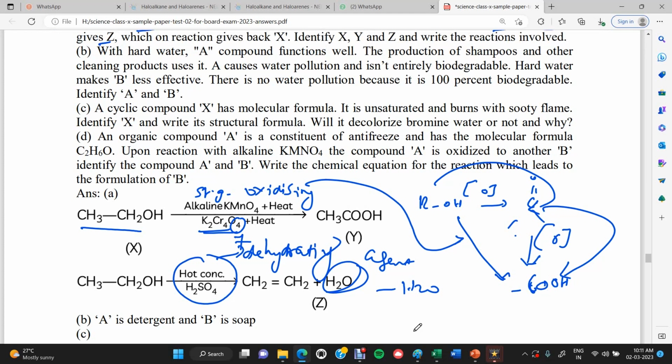Okay, next. With hard water, a compound A functions well. The production of shampoos and other cleaning products uses it. A causes water pollution and isn't entirely biodegradable. Hard water makes B less effective. There is no water pollution because it is 100% biodegradable. From this word itself, biodegradable, we can say that means soap.